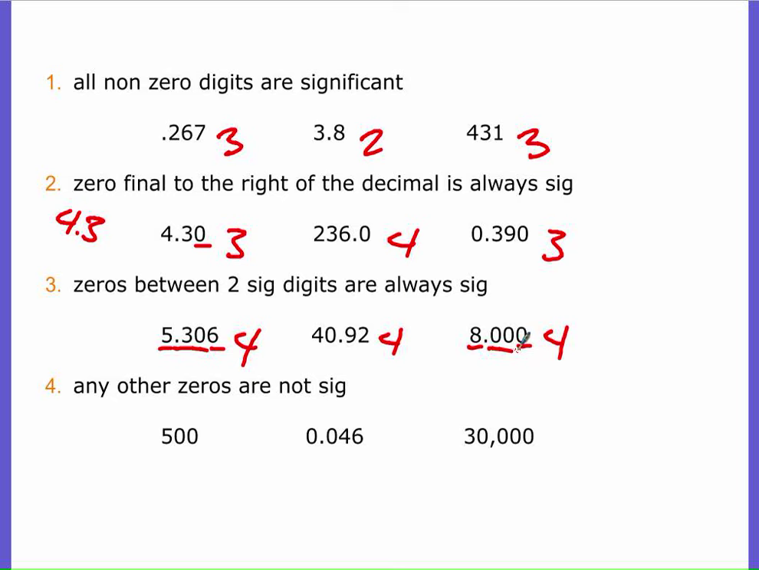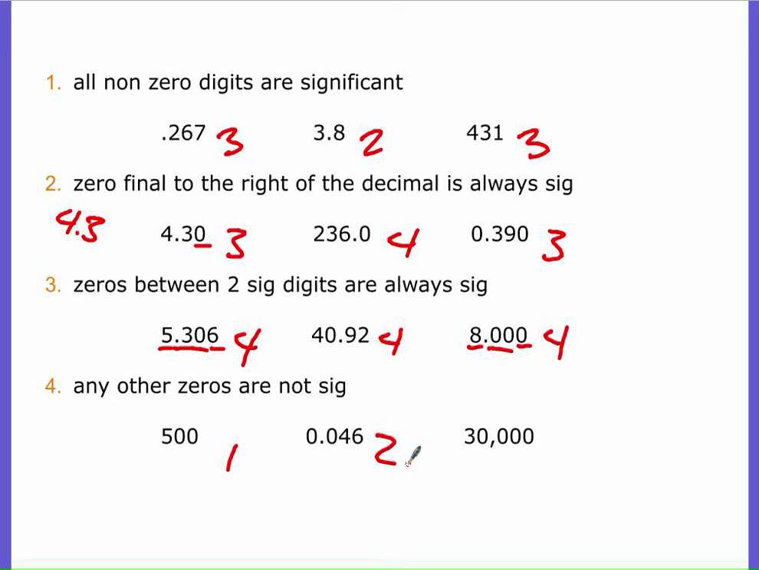Leading zeros never matter. So in this last rule, just saying any other zeros are not significant. So this first number, 500, that only has 1 sig fig. I do have trailing zeros, but there's no decimal, so I don't worry about them. 0.046 has 2 sig figs. Those zeros out front don't matter. Only zeros behind and only if there's a decimal.